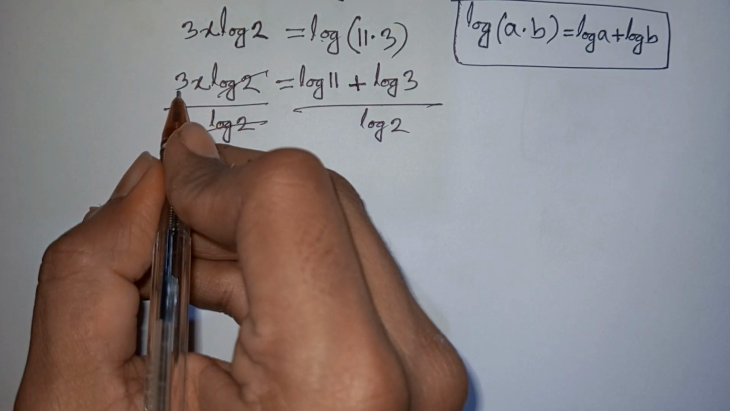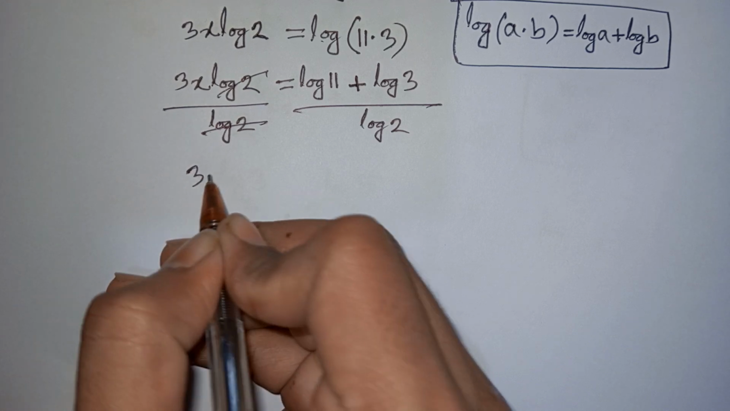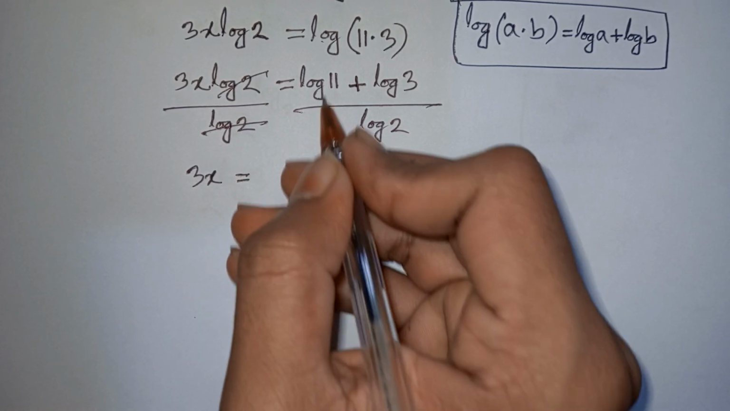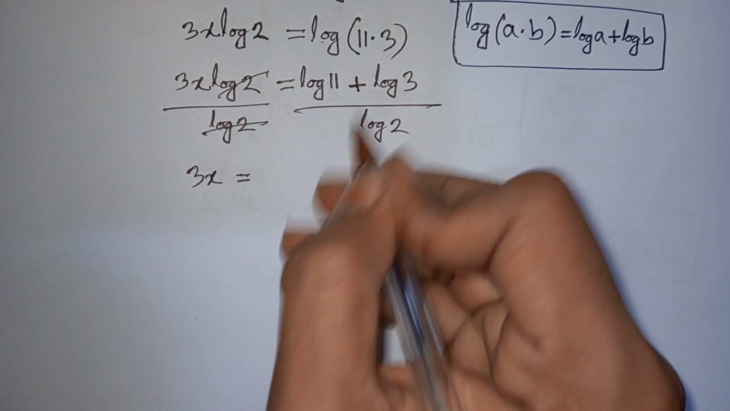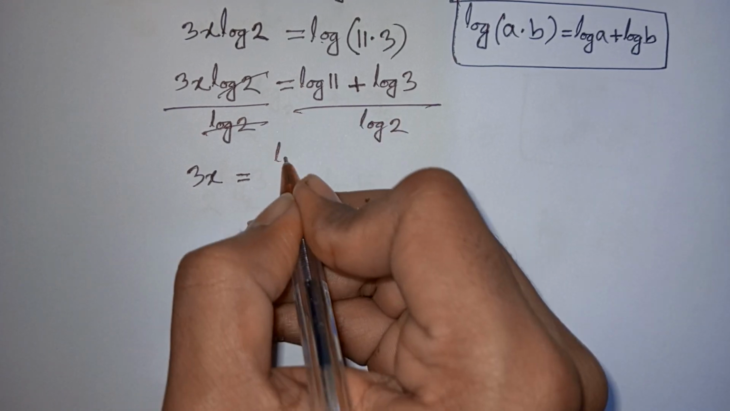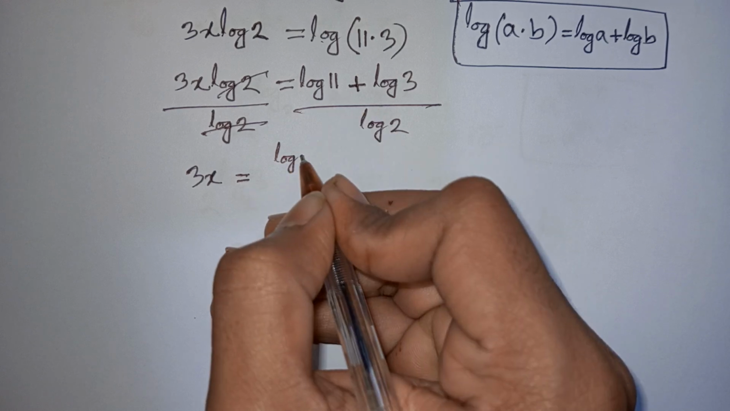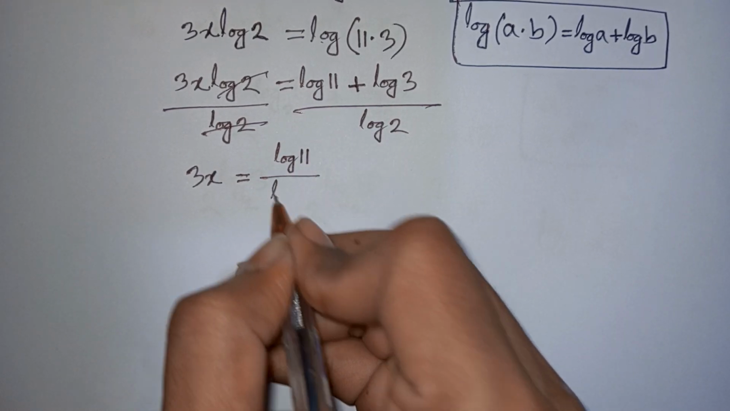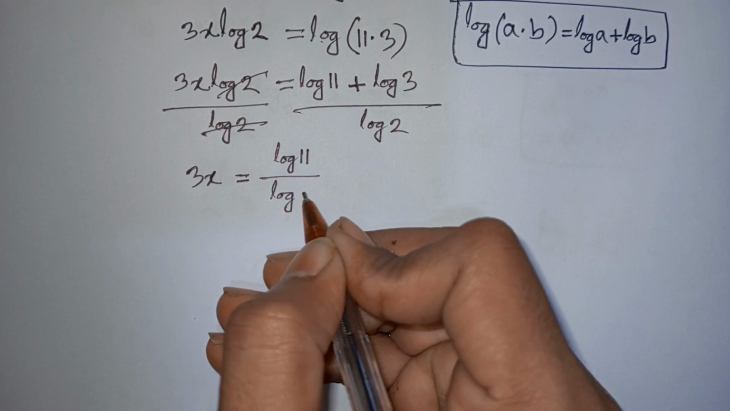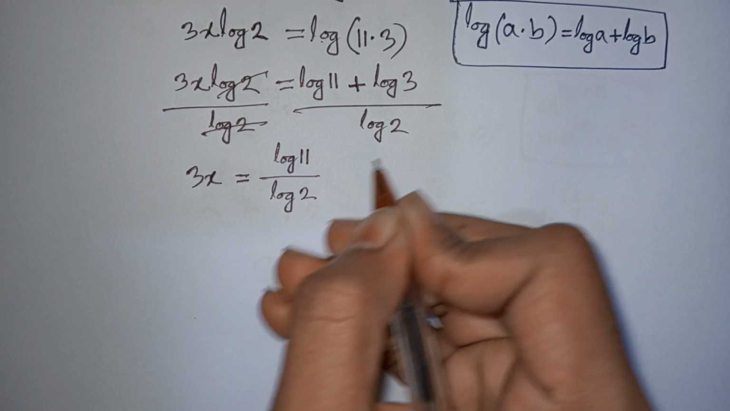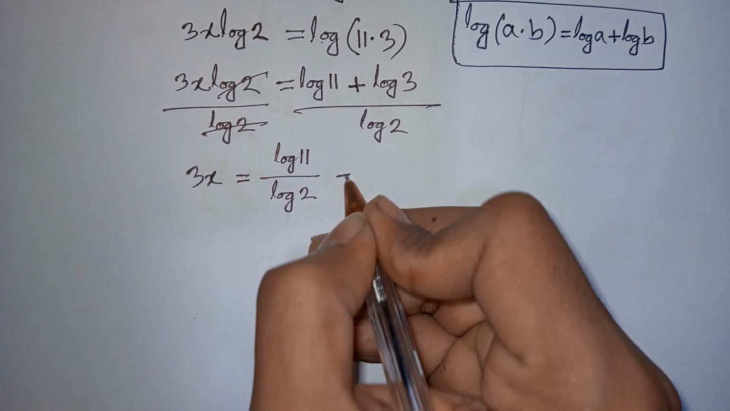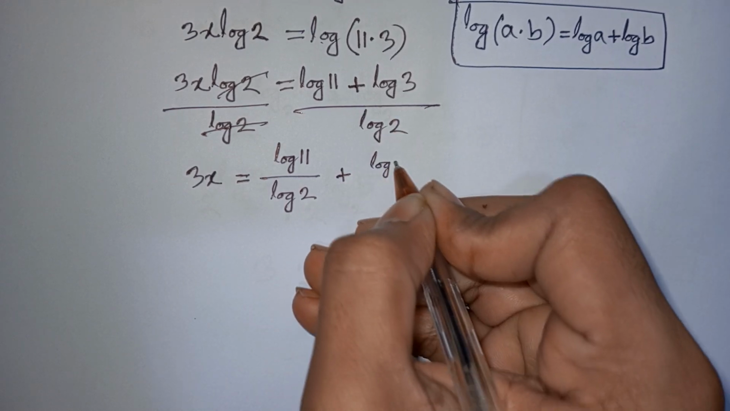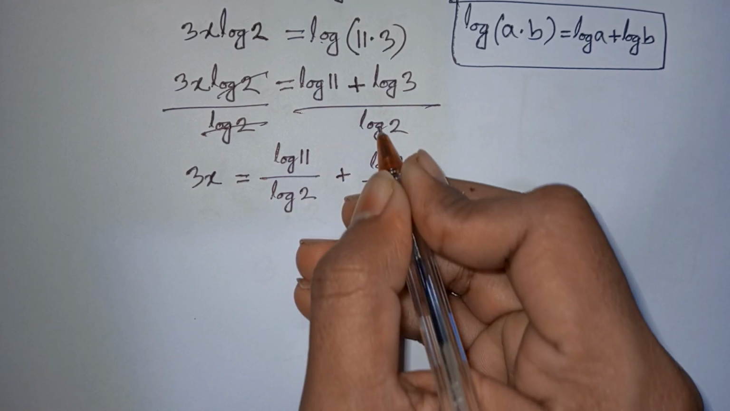Now, we have 3x is equal to this divided by this, that means it can be written as log 11 over log 2 plus log 3 over log 2.